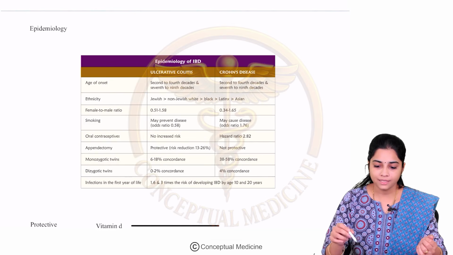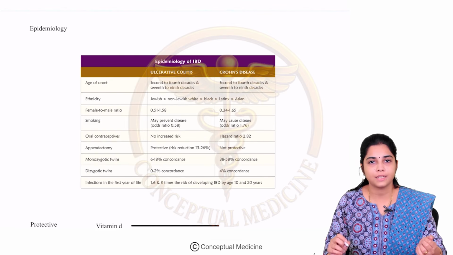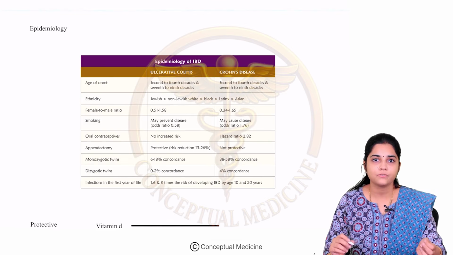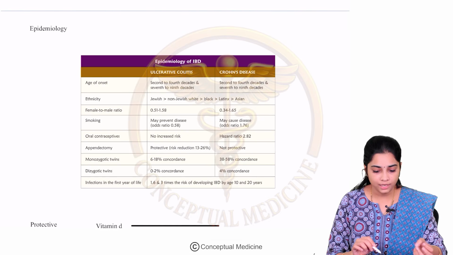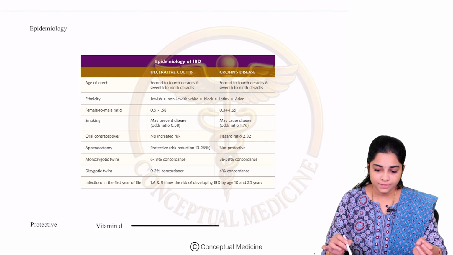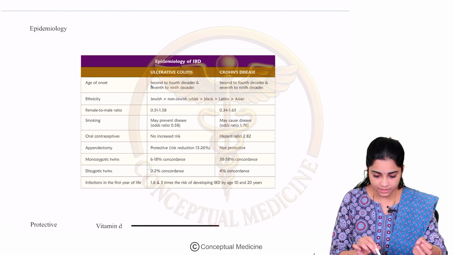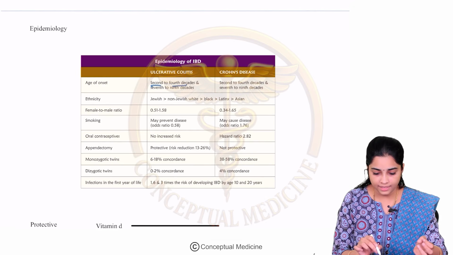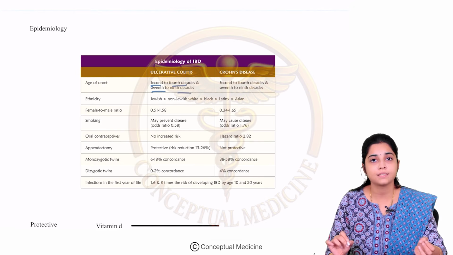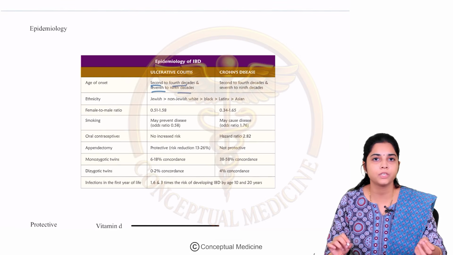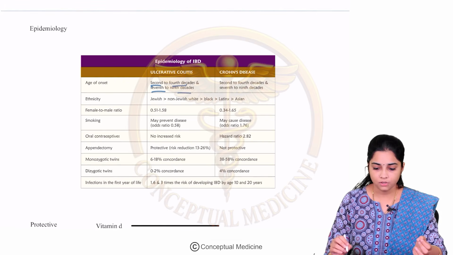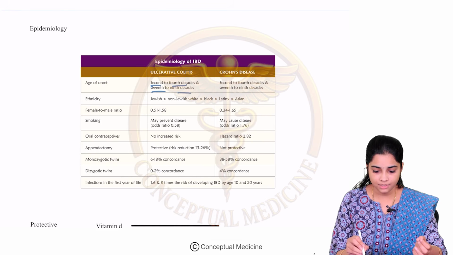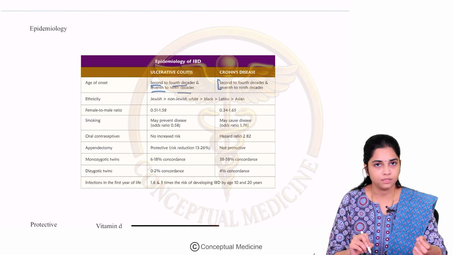So let us look at both Crohn's disease and ulcerative colitis in a comparative manner. First we'll start off with the epidemiology. Let us look at the age of onset. Ulcerative colitis basically occurs from the 2nd to the 4th decades and the 7th to the 9th decades. So basically it has a bimodal distribution. The first peak occurs at 20 to 40 years and the second peak occurs at 70 to 90 years. Crohn's disease also has a bimodal presentation and presents similarly.